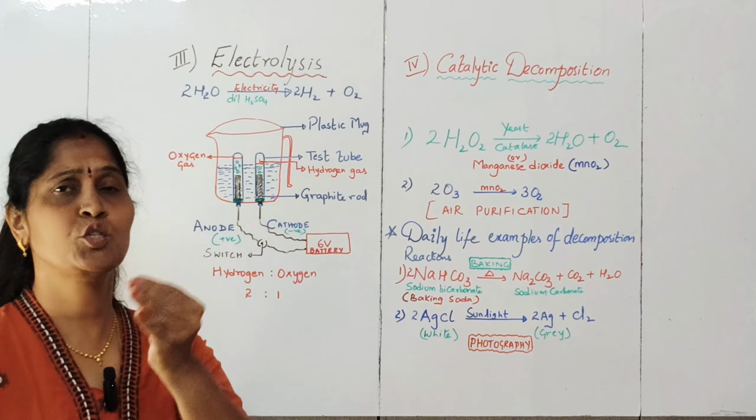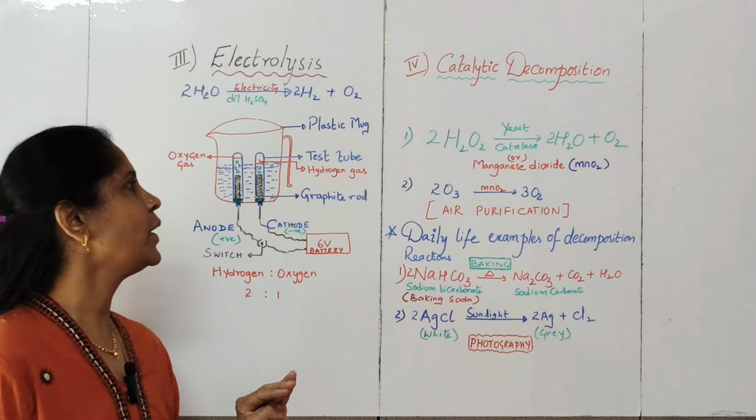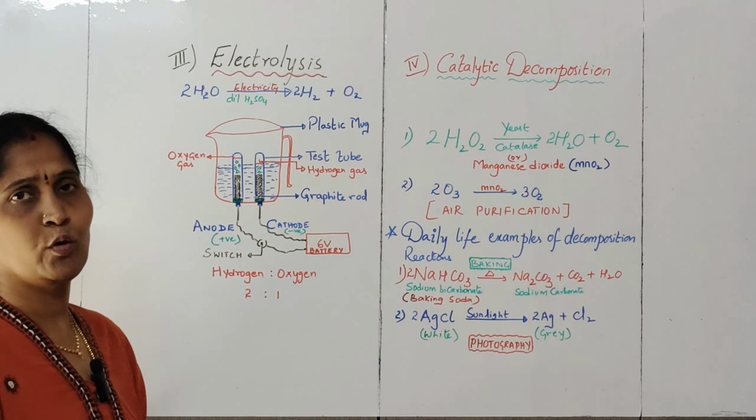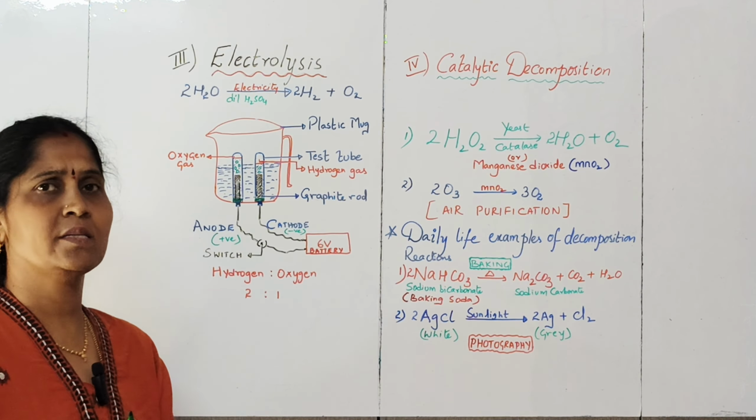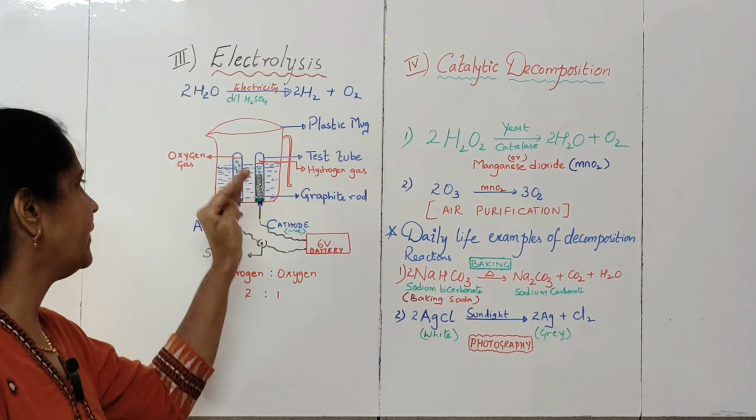In the formula H2O, more hydrogen is present. That's why the ratio will also be 2:1. So these are the details you have to know. What is the importance of sulfuric acid here, and why is graphite used? Because it is inert in nature, and other details like this.